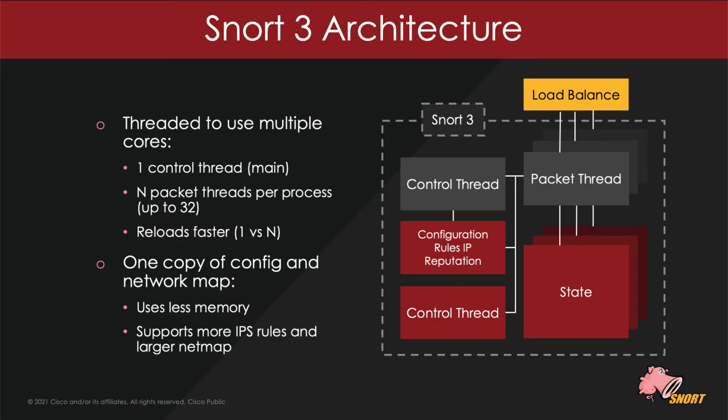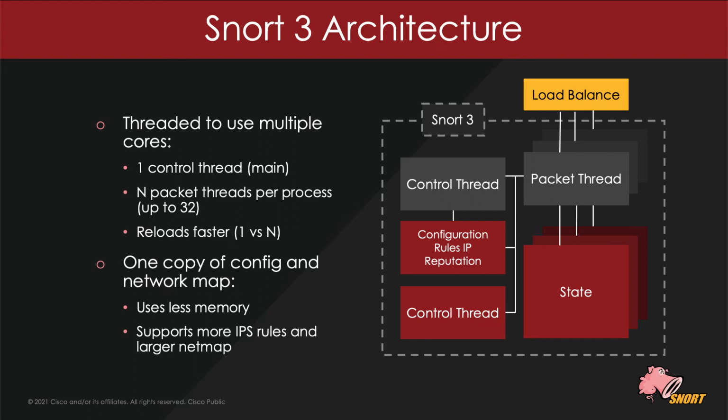Snort 3 is, again, multi-threaded, so it's threaded to use multiple cores. There's one control thread, and then you can have up to 32 packet threads per control process. One of the things you get from this is a faster reload. If you have a number of Snorts in the previous example of Snort 2, if you have 5 or 10 or 20 different Snort processes, when you reload, you have to reload all that stuff 20 times: all your configurations, your rule trees, your network maps. With this, you're only loading that one time, and then you're spinning up multiple packet processing threads.